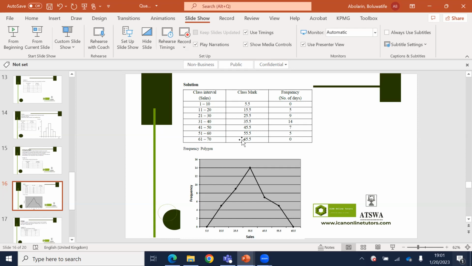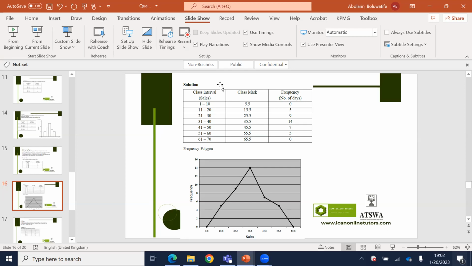Exactly. So that's how they got all this. The next one will be 11 plus 20 divided by 2, which gives you 15.5. The next one will be 21 plus 30 divided by 2, which gives you 25.5. So that is how you got your class mark. That is how you got your x.